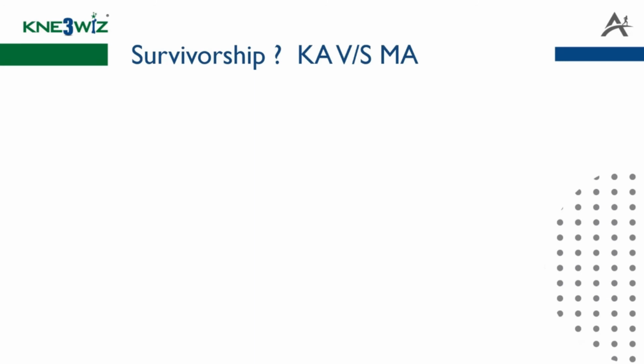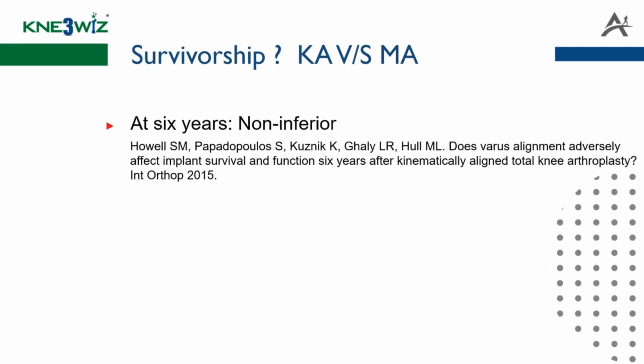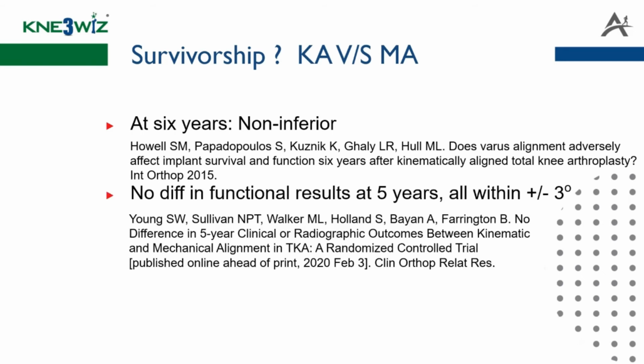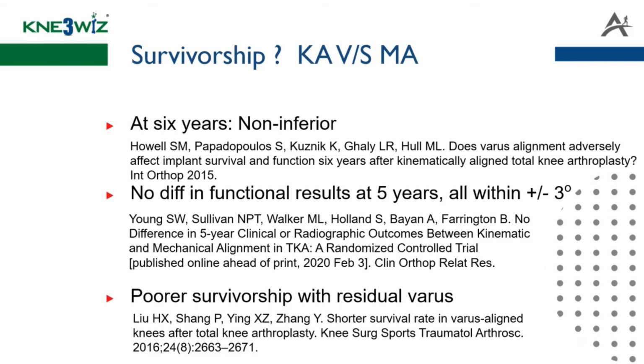Taking a quick review of literature, this kinematic natural alignment was found to be non-inferior at 6 years in the hands of the originator. But a recent randomized controlled trial showed no difference in functional results at 5 years. It was important to note that the results in both groups were within 3 degrees from the mechanical axis. Other authors have shown that there is poorer survivorship with residual varus.